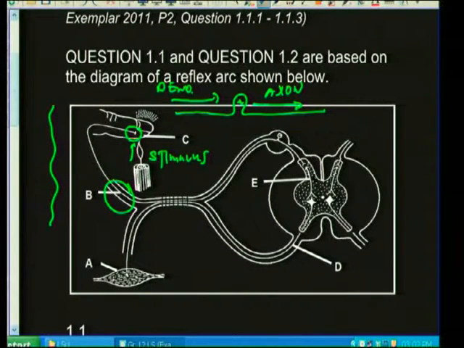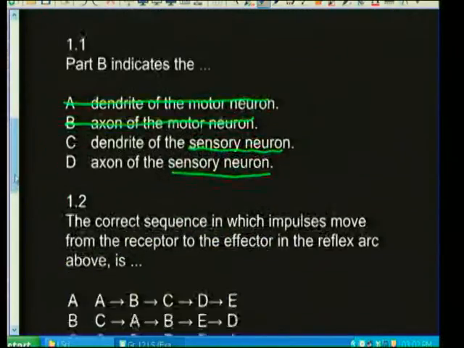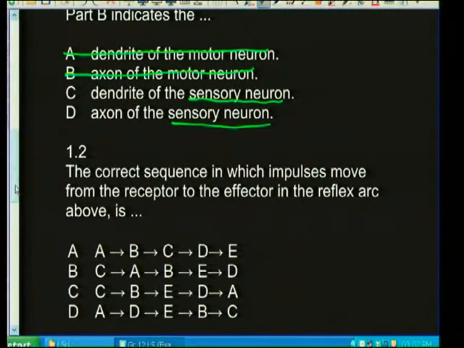So we've got to look at our diagram again. Here's the line B that they're looking for. Where's the cell body? There's the cell body there. So this line, obviously if the stimulus is here, the arrow of this impulse will be in that general direction. So this line or this structure is going to the cell body. So it is a dendrite and not an axon. So the correct answer then would be C, the dendrite of the sensory neuron.